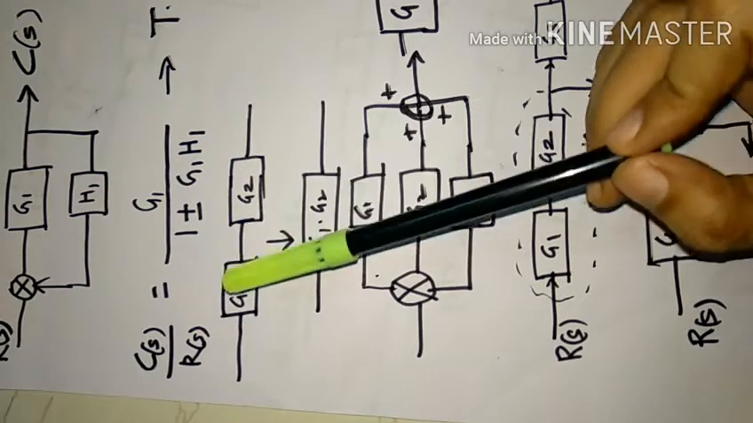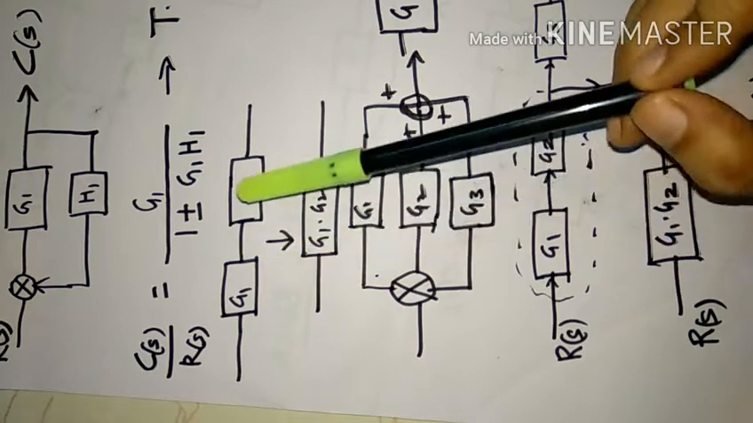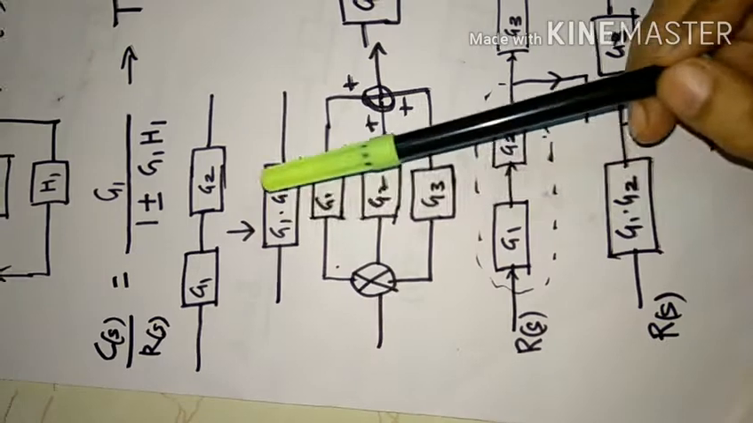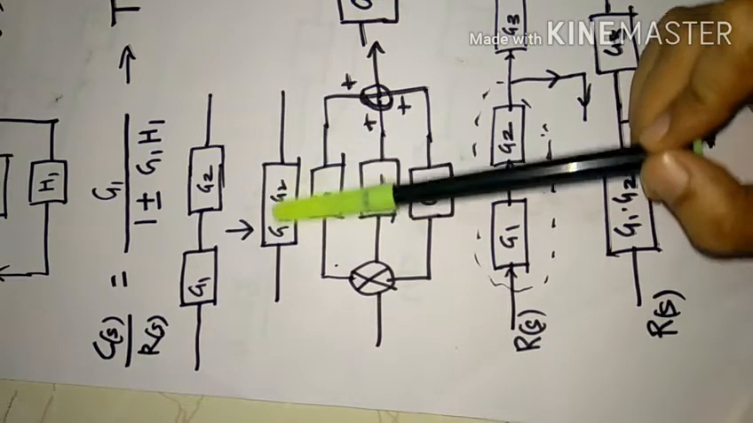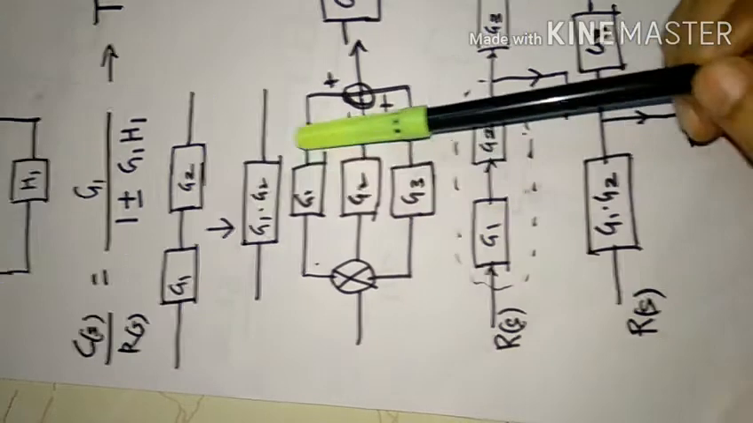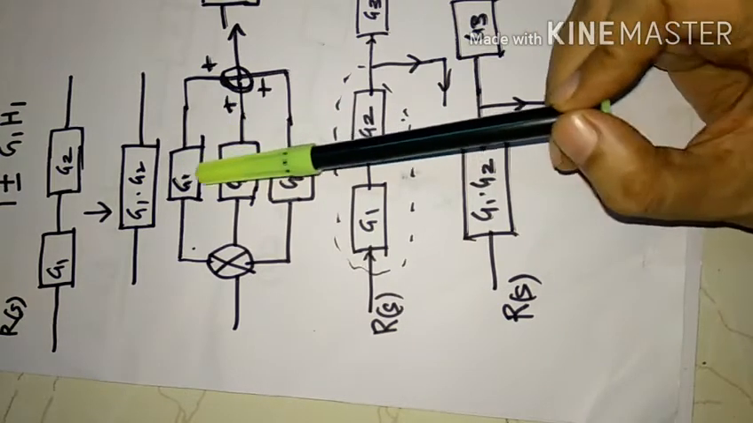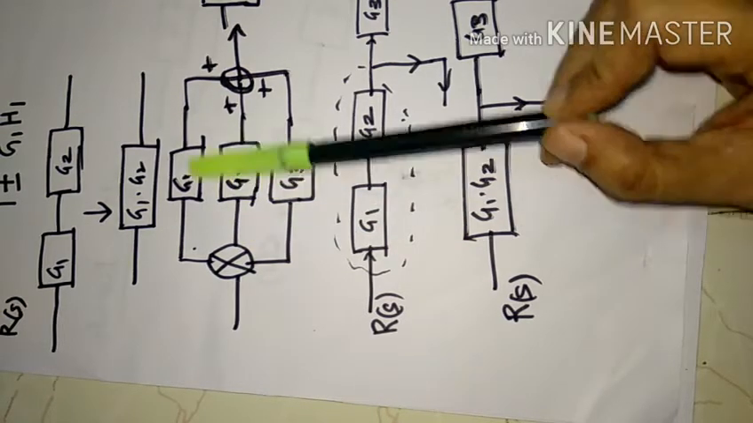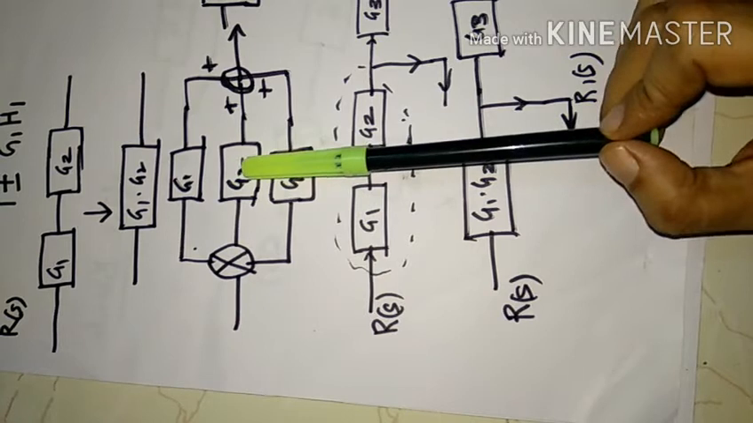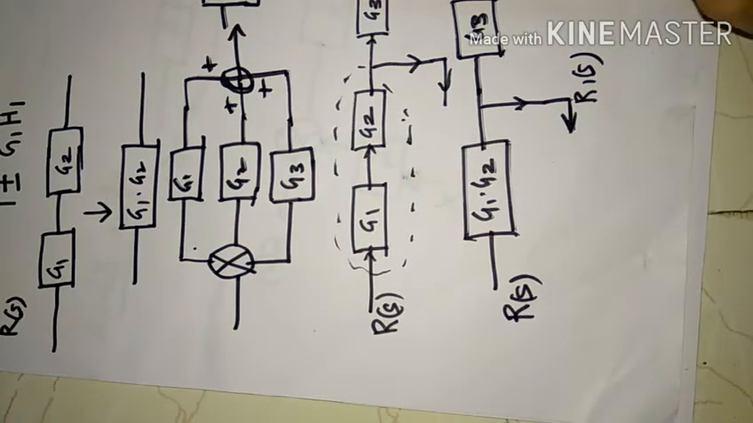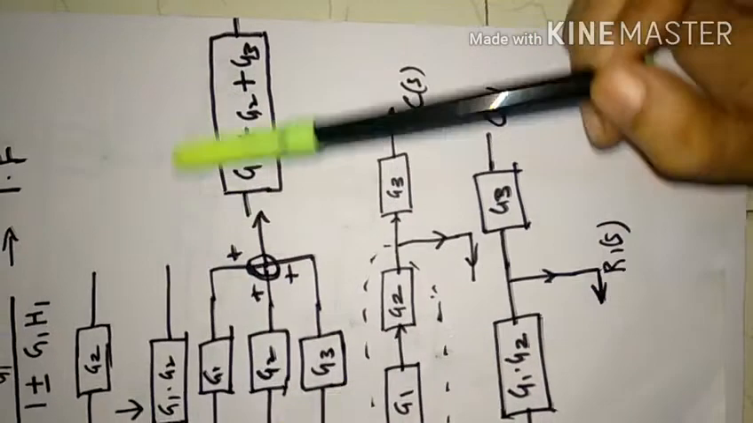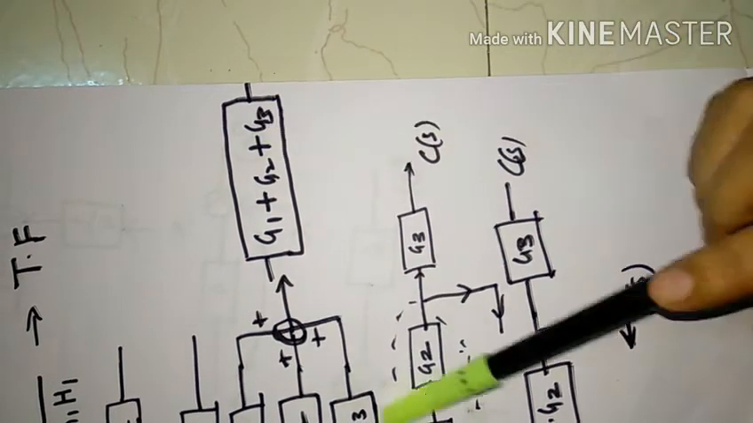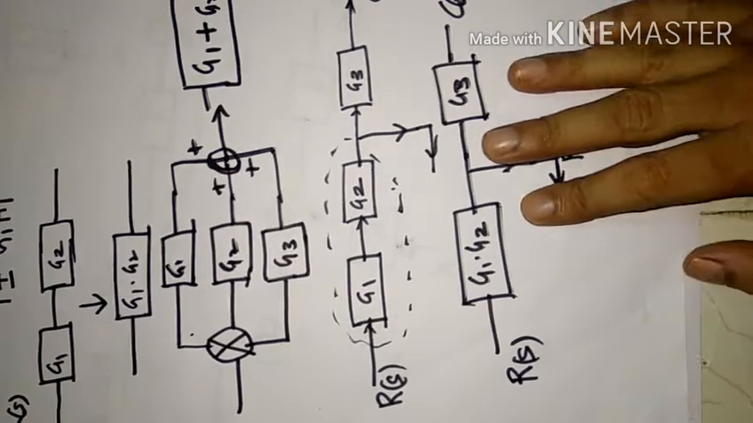Next rule is when two blocks, G1 and G2, are in series. So it will be written as what? The blocks will be multiplied, G1 multiplied by G2. Similarly, if the blocks G1, G2, G3 are in parallel, then in parallel what is happening? We are adding them. The final outcome is G1 plus G2 plus G3 when the blocks are in parallel.